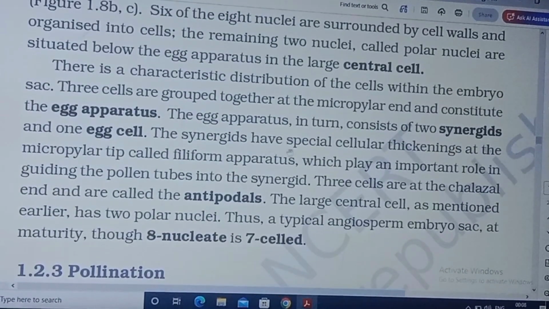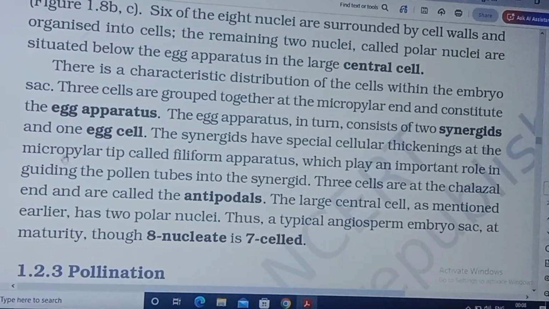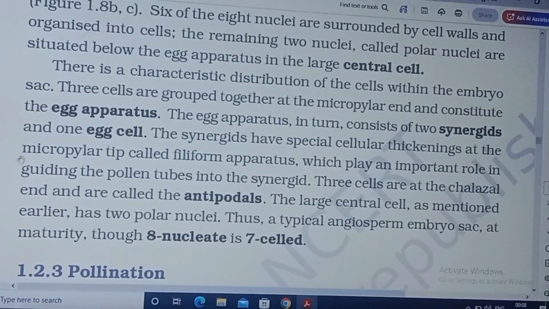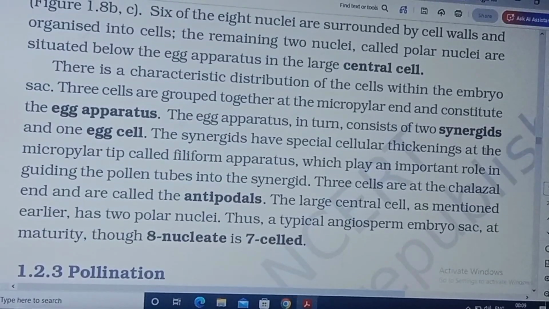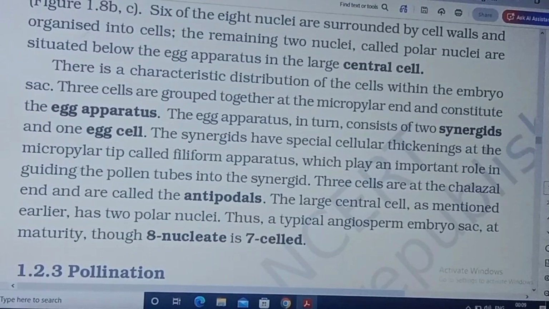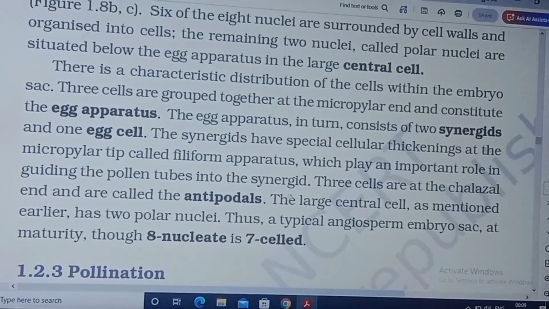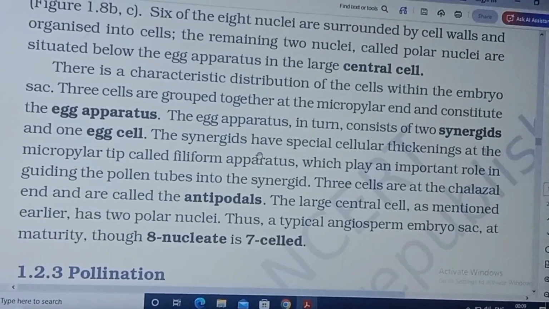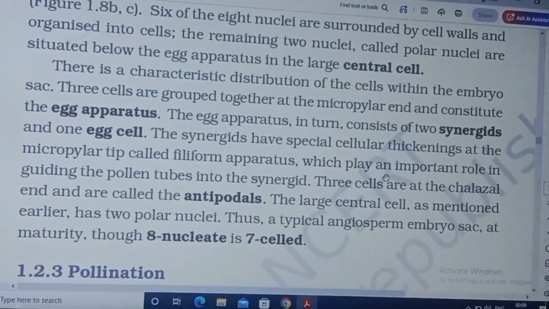The synergids have special cellular thickenings at the micropylar tip called the filiform apparatus, which plays an important role in guiding the pollen tube into the synergids. I mentioned this word before. This is a very important sentence. They can ask what is the function of the filiform apparatus in the synergids. You have to write that it plays an important role in guiding the pollen tube into the synergids.